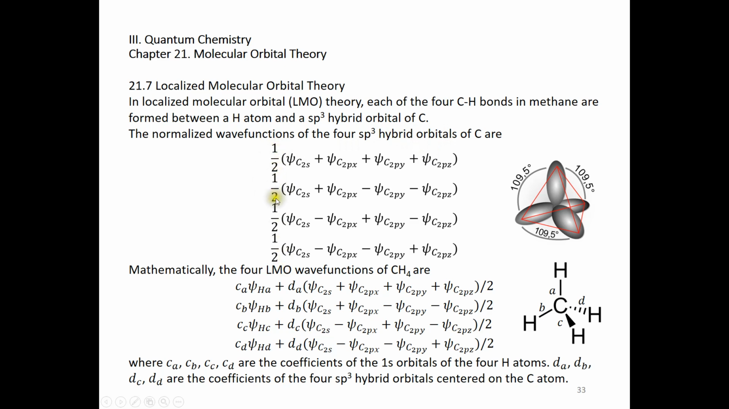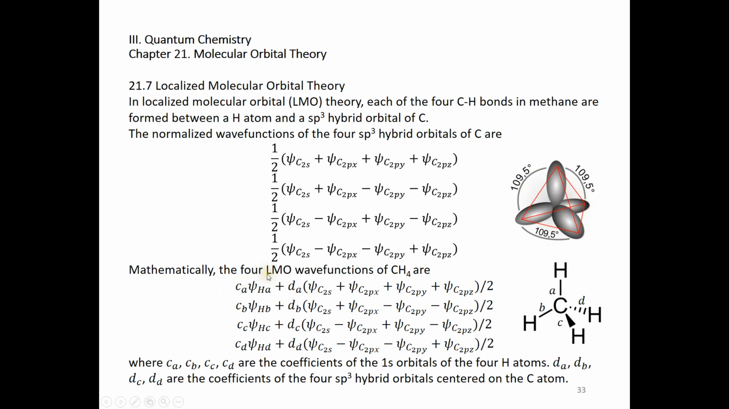This 1/2 is the normalization factor. We can do a linear combination of these four different orbitals: 2s, 2px, 2py, 2pz. Over here we have plus, plus, plus, plus; then plus, minus, minus, plus; plus, minus, plus, minus; and plus, plus, minus, minus. So these four linear combinations will have this kind of shape with 109.5 degrees between any two lobes, and this is tetrahedral.